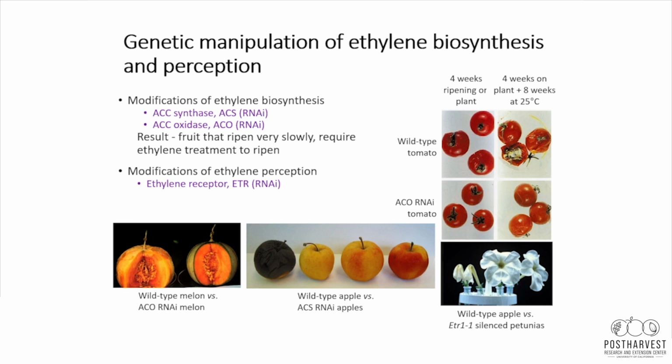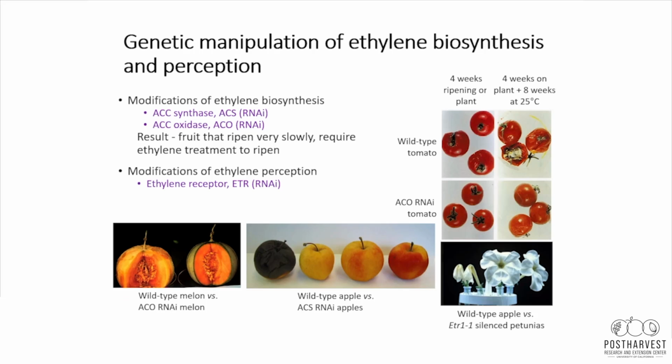I'm not going to go into great detail with this because I know it might be too complicated. Genetic manipulation can modify the ethylene biosynthesis pathway, and the result can be a fruit that ripens very slowly, and it requires additional ethylene treatment to ripen in the end. Also, we can modify the ethylene perception by modifying the ethylene receptors themselves. And here are examples of wild type melons versus RNAi melons treated with ethylene. On the left, the melon has gone bad, whereas on the right, the modified engineered melon is in good shape.